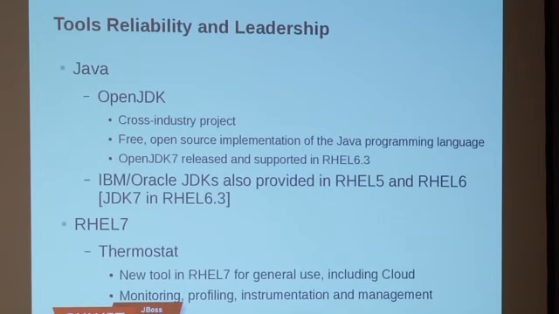We're heavily involved with the Java work. There's a project called OpenJDK, which is a cross-industry project to release free and open source Java. That's supplied in RHEL 6.3 as OpenJDK 7, but we also provide the IBM and Oracle JDKs in RHEL 5 and 6, and JDK 7 is released in RHEL 6.3. For RHEL 7, that time frame, we're looking at introducing a new tool called Thermostat. Thermostat's useful for general deployments, but particularly for cloud. And it allows you to monitor, profile, instrument, and manage your Java environment.